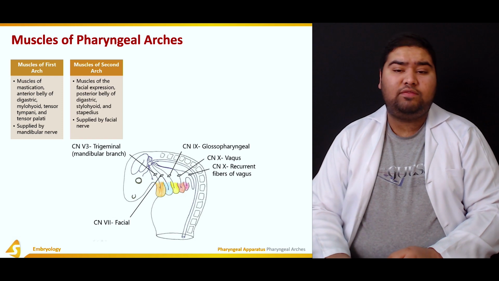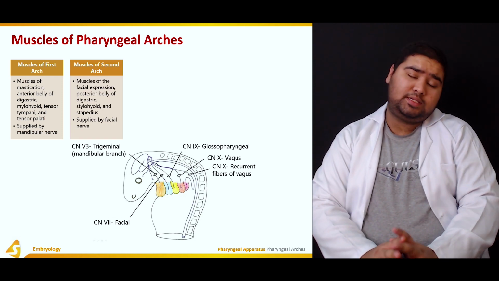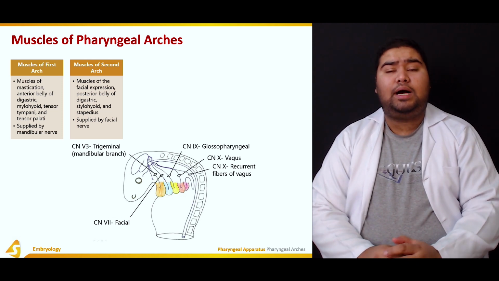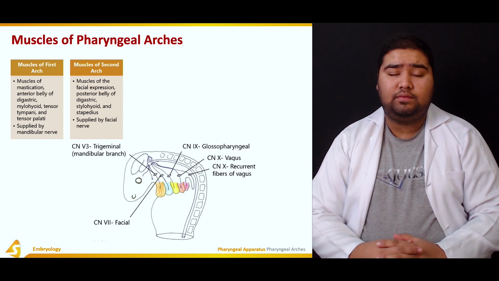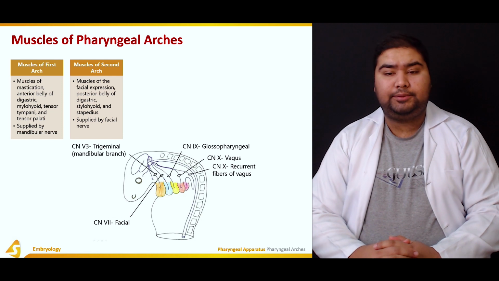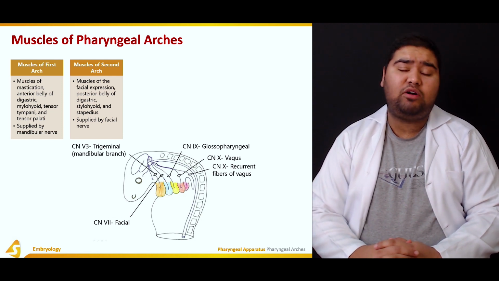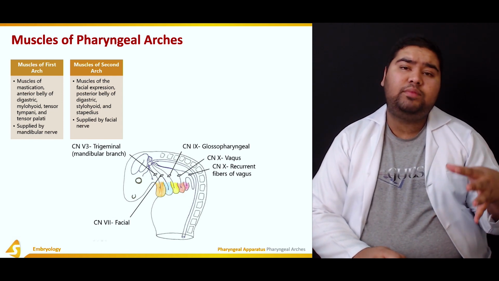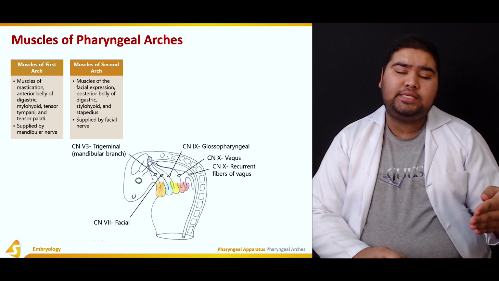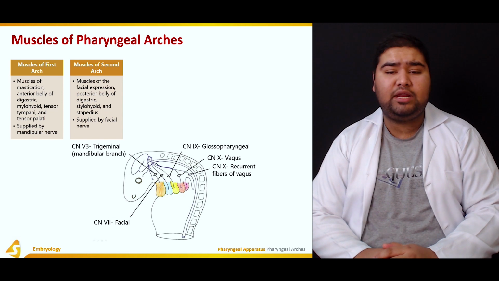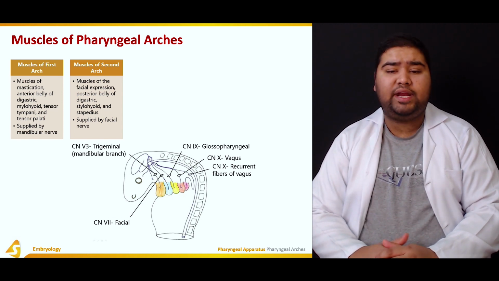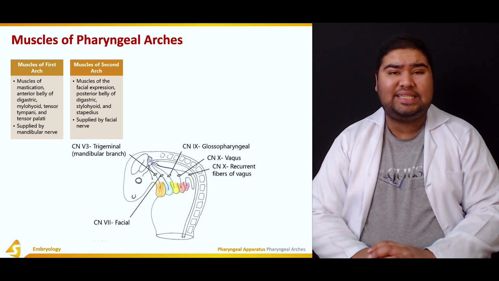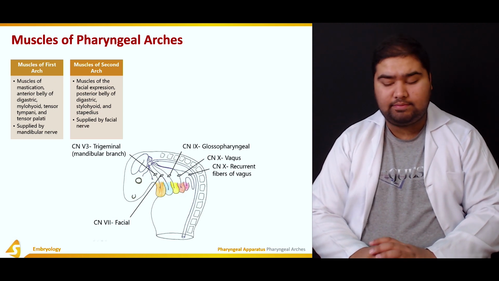So moving on, muscles of the second arch: muscles of facial expression. It's a huge list, but zygomaticus major and zygomaticus minor are major muscles involved in facial expression. Then we have the posterior belly of digastric. The anterior belly was derived from the first pharyngeal arch and supplied by the mandibular nerve. However, the posterior belly of the digastric is derived from the second pharyngeal arch and supplied by the facial nerve. It also forms the stylohyoid muscle and the stapedius muscle.